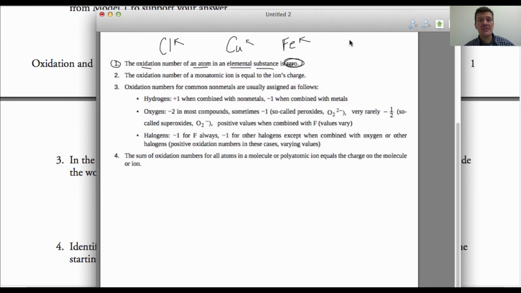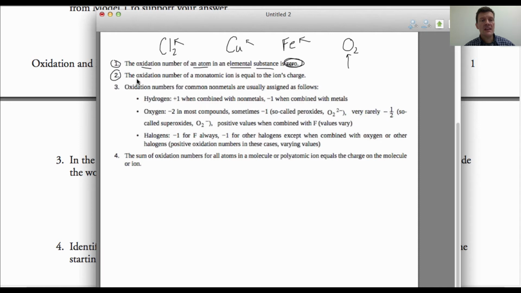And if it's diatomic, like O2, actually Cl2 would be diatomic as well, okay? Then it's still 0. That's an element right there. That's just a lone element by itself. Even though it's a molecule of oxygen, it's not a compound with another element. It has an oxidation number of 0.